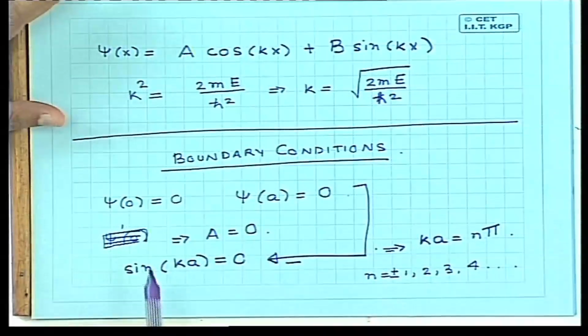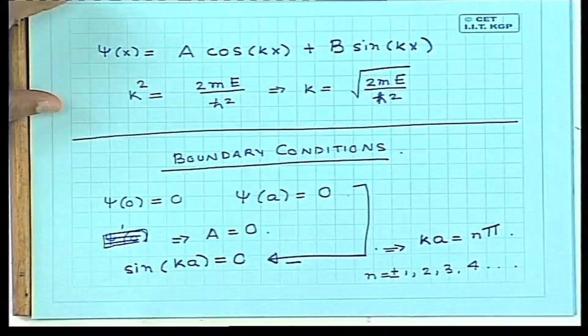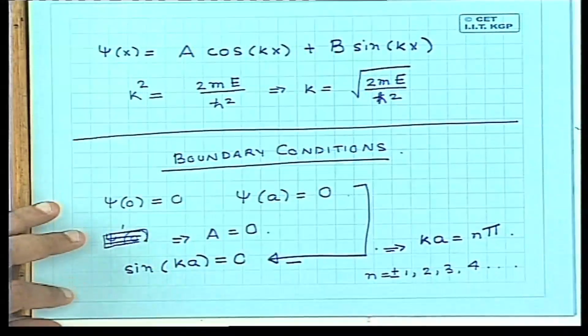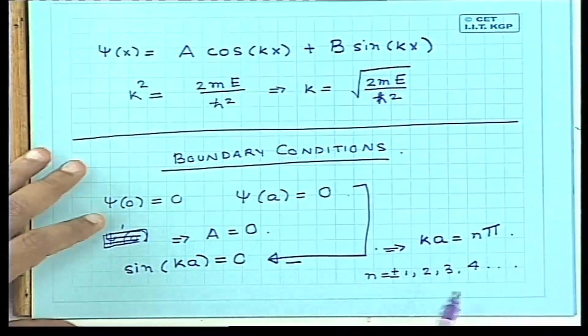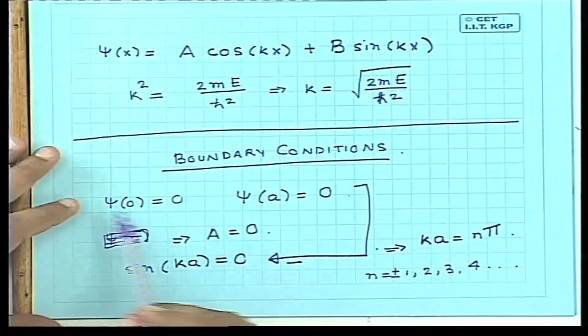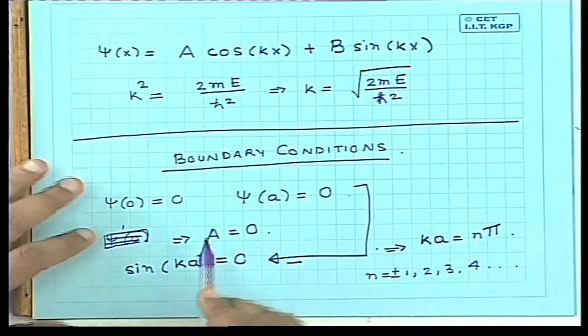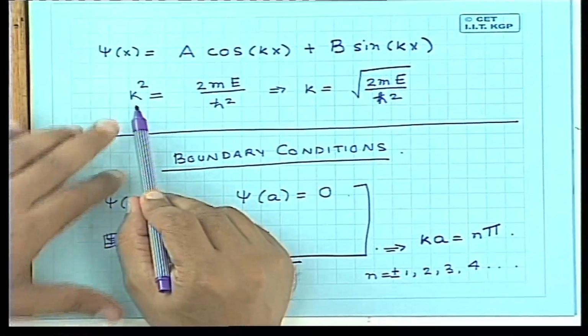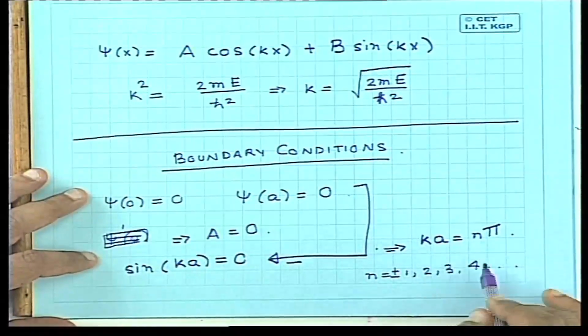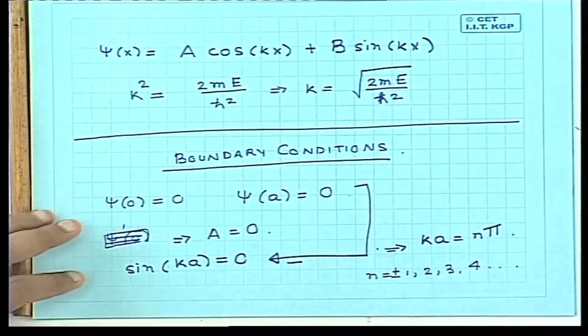If k is 0, then the wave function itself becomes 0, which is not what we want. We don't want the wave function to totally disappear everywhere, right? So the boundary conditions impose that the number k over here has to satisfy the relation that k times a is equal to n pi.